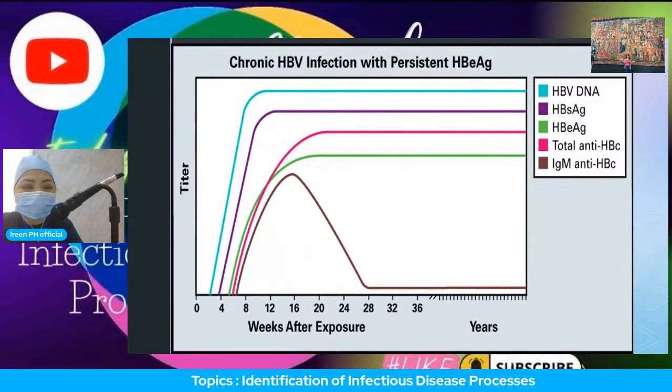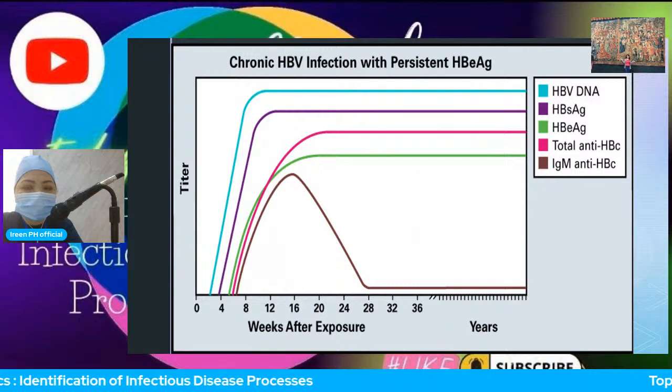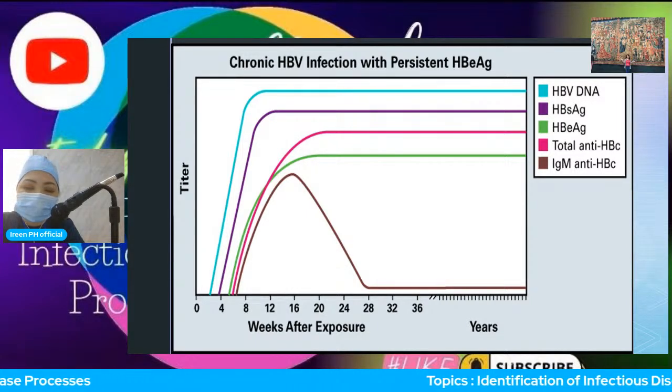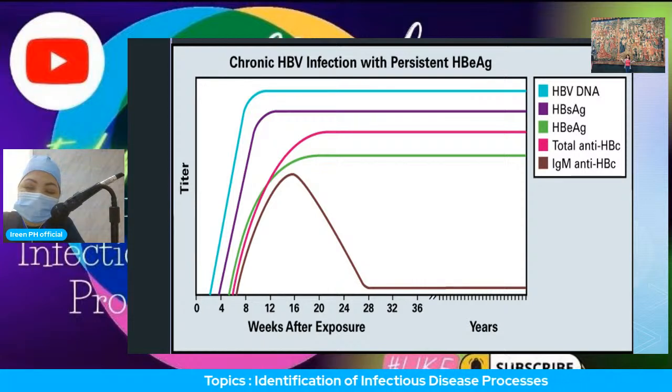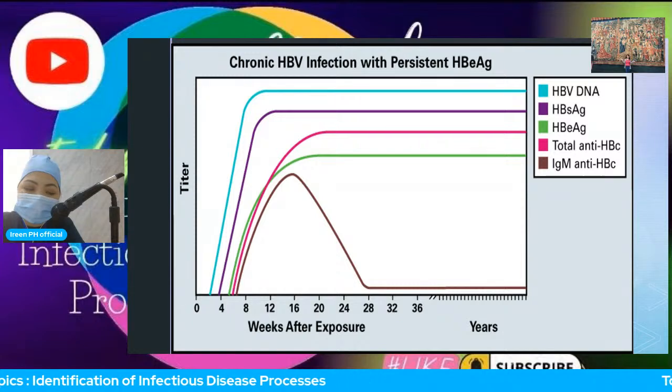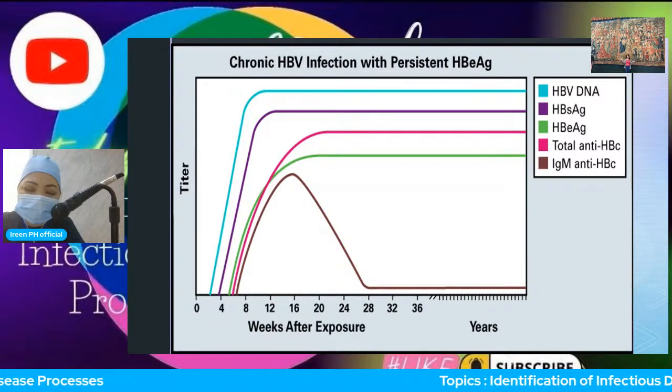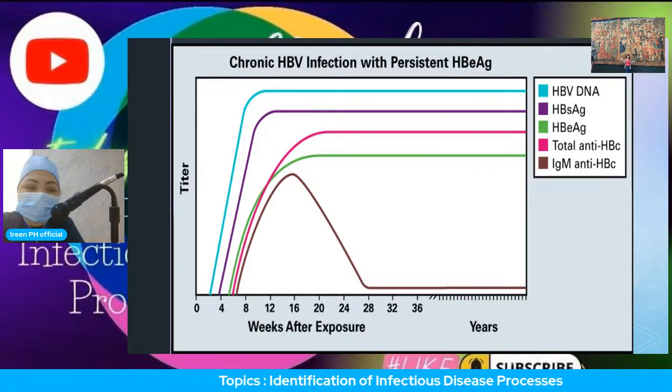This is chronic hep B virus with persistent HBsAg. Okay, and we have here the pattern with color-coded legends to help you locate the markers per weeks after exposure. That's the titer. This is the calculation of the titer.